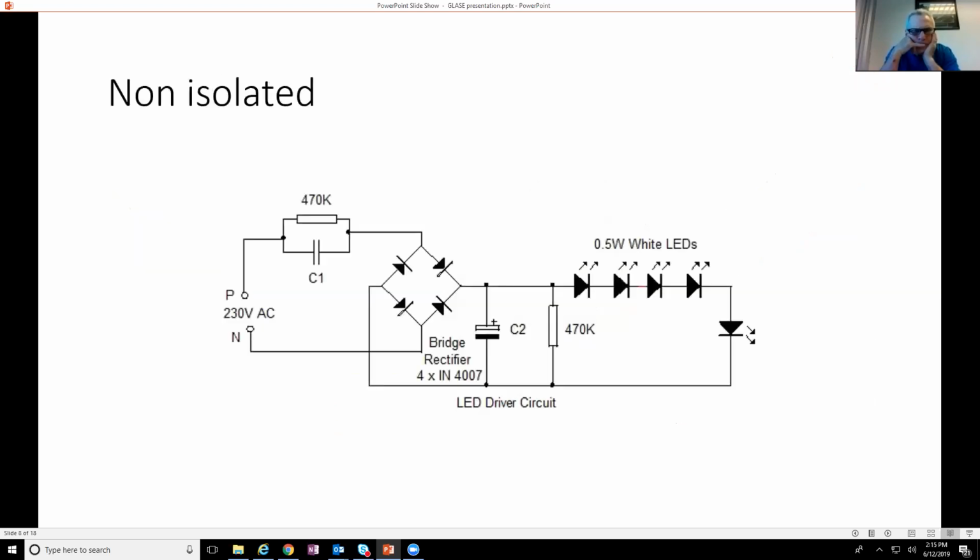Here's a very simple design. You have a branch circuit, a little voltage divider, a diode pack, and the drivers, and that's it. So it's a very simple design, and likely not constant current.